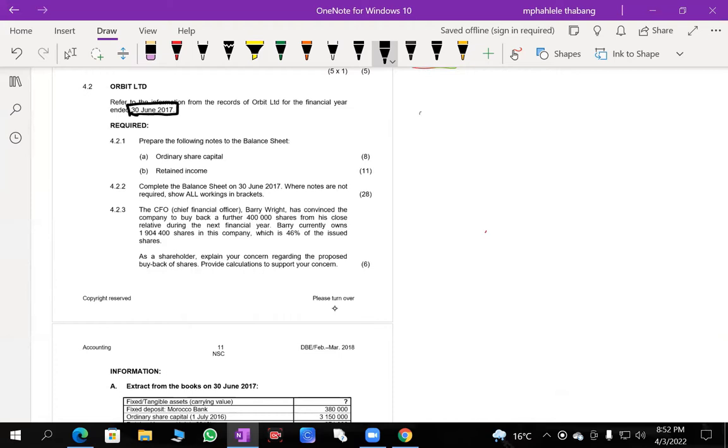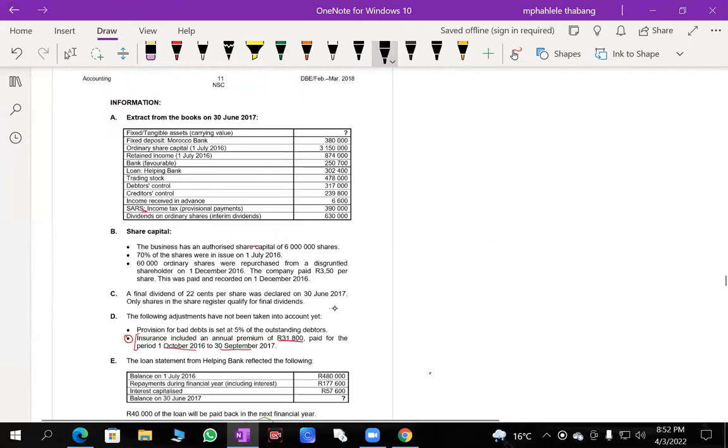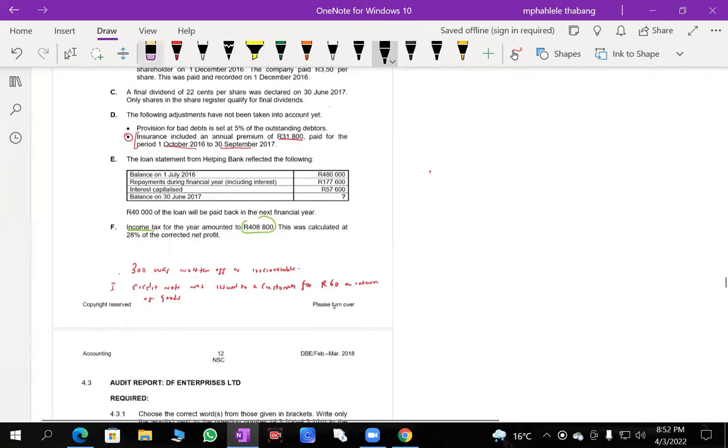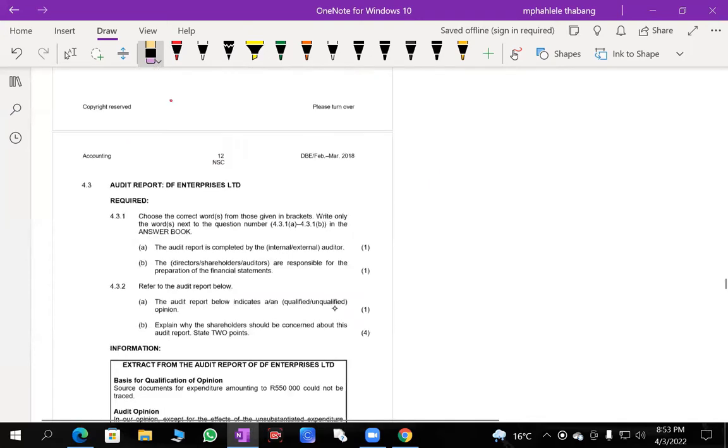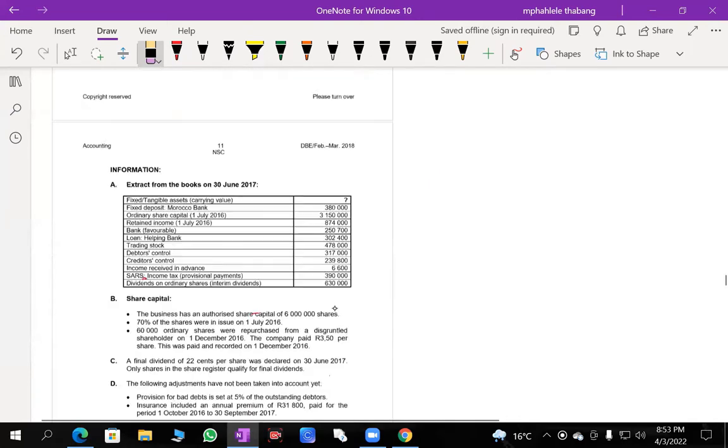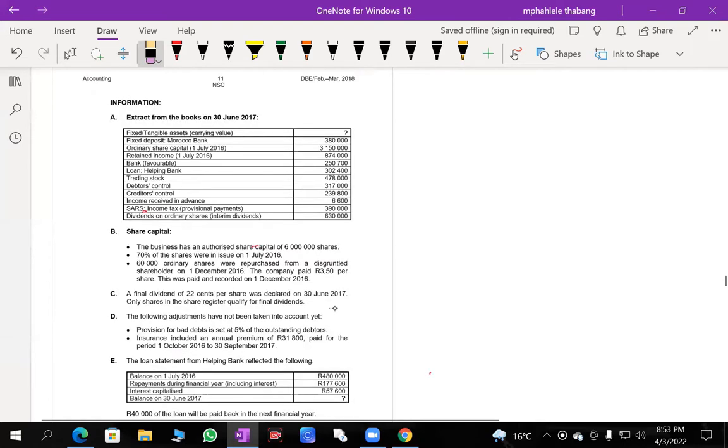I want you to prepare the ordinary share capital note using this information. Can you screenshot and start preparing? Yeah, I'm screenshotting. All the best. I believe you can do it.